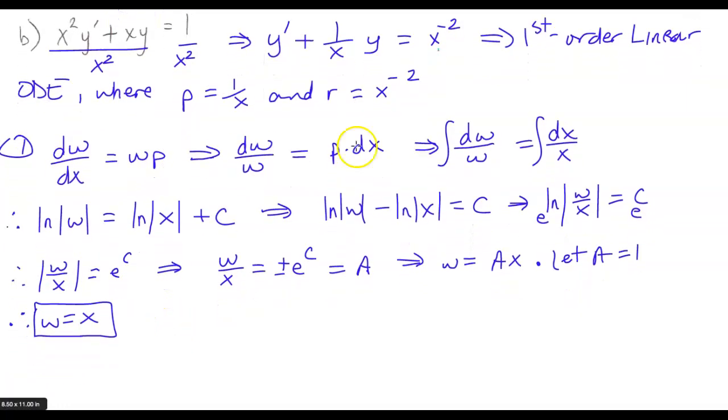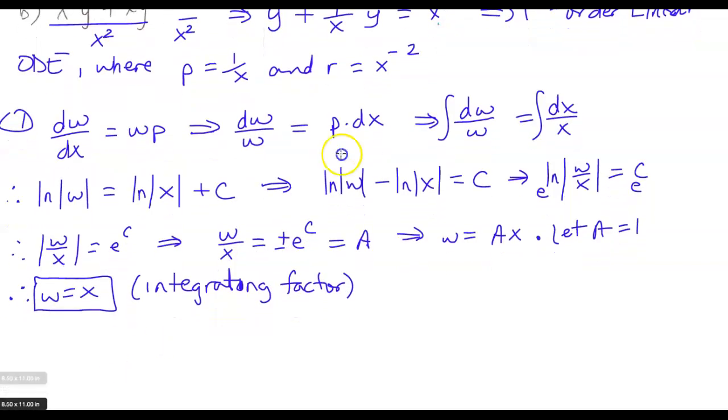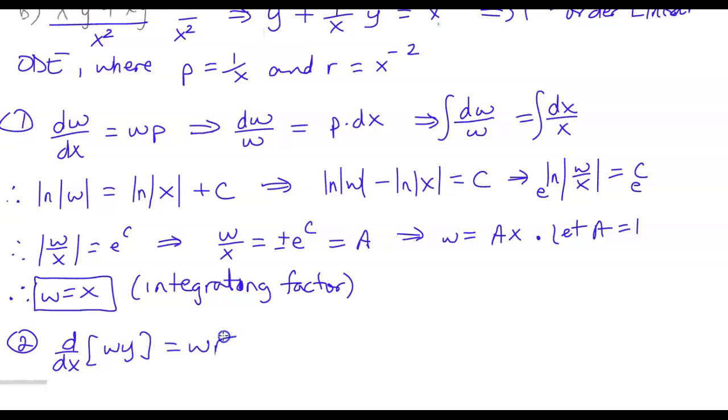And so now that we know this, we can use this to solve our equation here for y. So our integrating factor is just x. So number 2 is to say we know that the derivative of the product of w and y has to be equal to w times r.